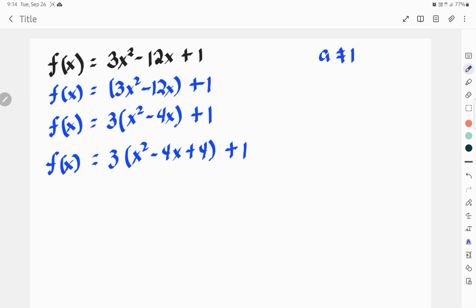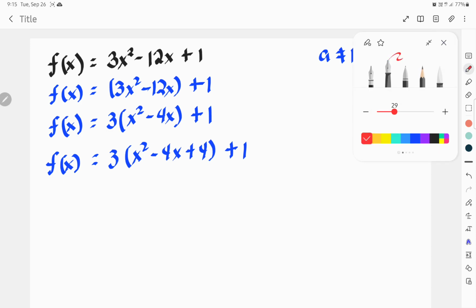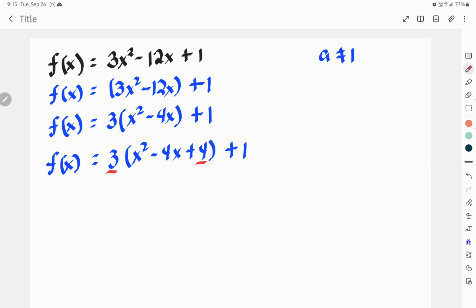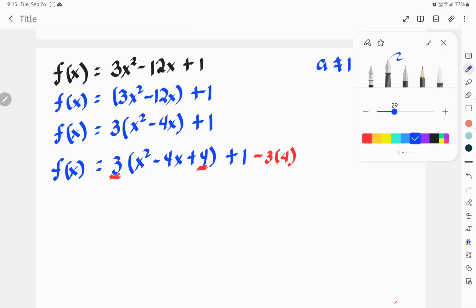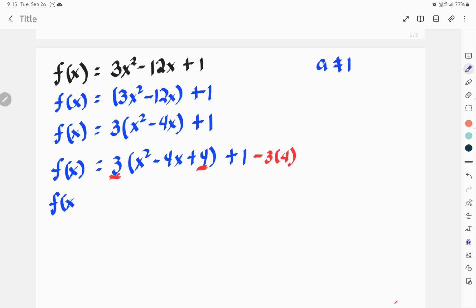However, what you need to have is a 0. Because of the distributive property, 3 times 4 would be 12. You need to put that here: minus 3 times 4. Since you have 12 added, you need to deduct 12 from the product. So when we simplify the expression, we have f(x) = 3(x² − 4x + 4) + 1 − 12.